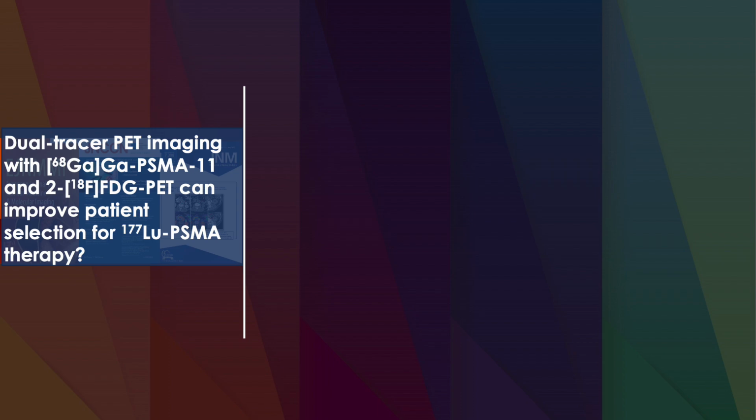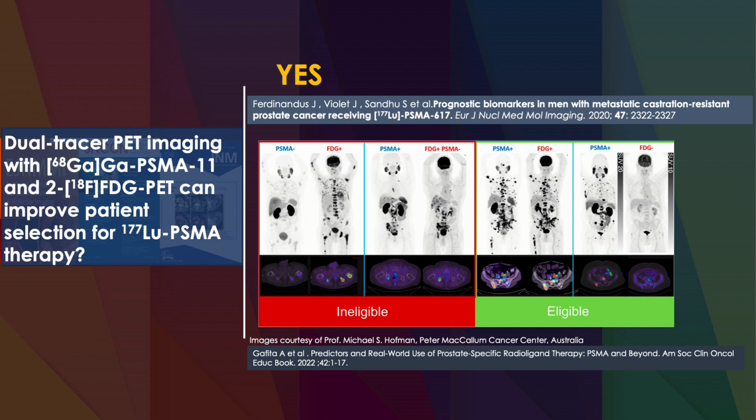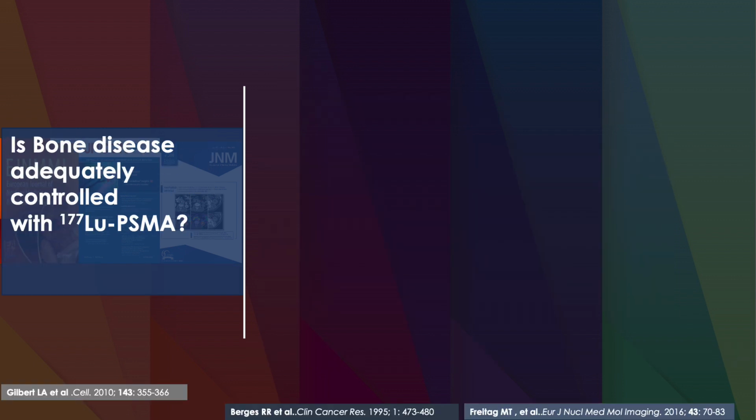Does dual tracer imaging improve patient selection and outcome? The answer is yes. In fact, there is a fantastic paper by the Hofman group which shows that if the patient is PSMA negative and FDG positive, they are ineligible. A combination of PSMA positive and PSMA negative lesions is also ineligible. So all those patients who are eligible for treatment have to be PSMA positive, and if it's FDG positive, I mean if it's concordant, then they are eligible for treatment. And if it's discordant, they're not eligible for treatment. In fact, the best indication will be PSMA positive and FDG negative patients.